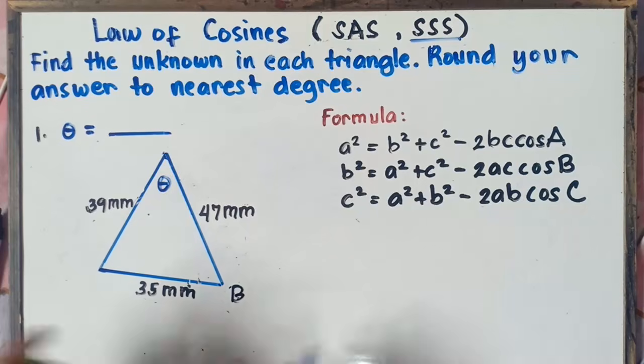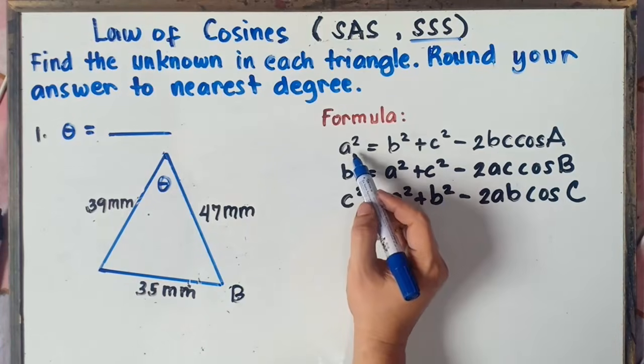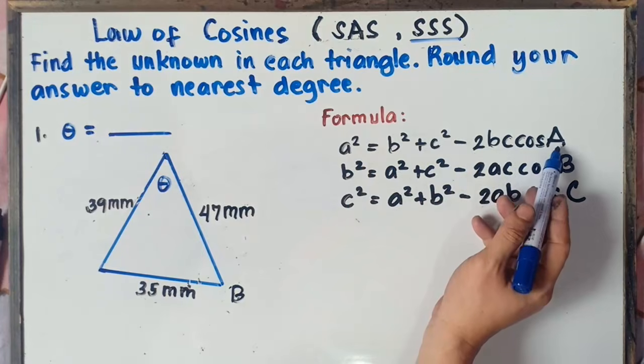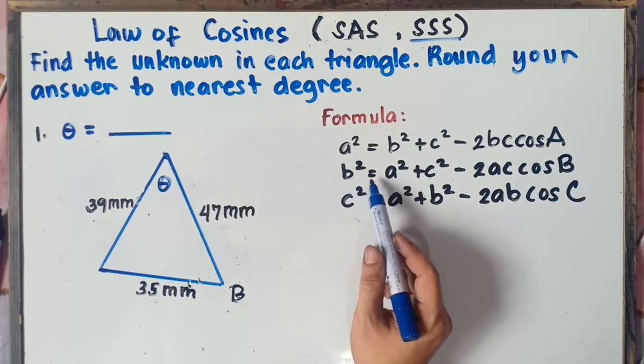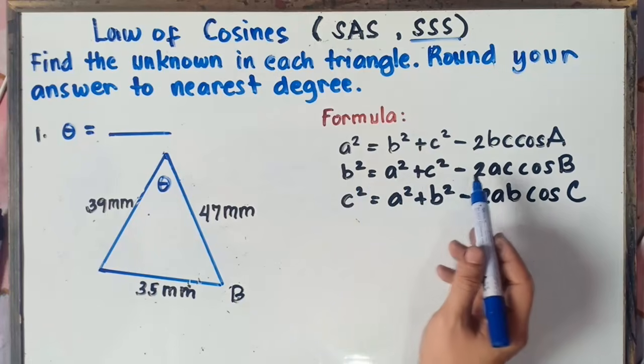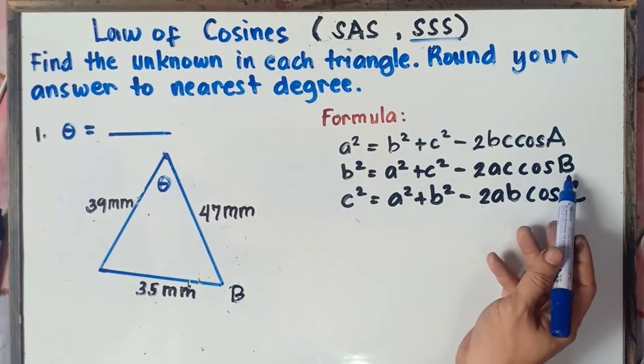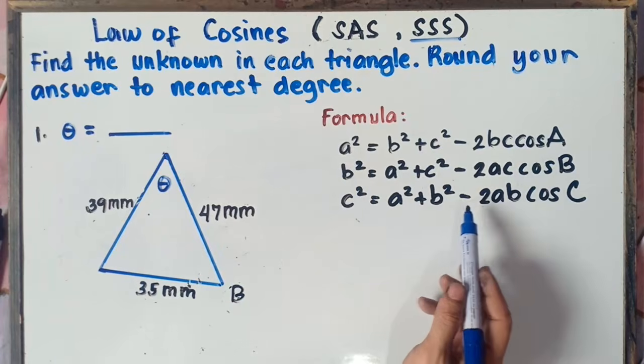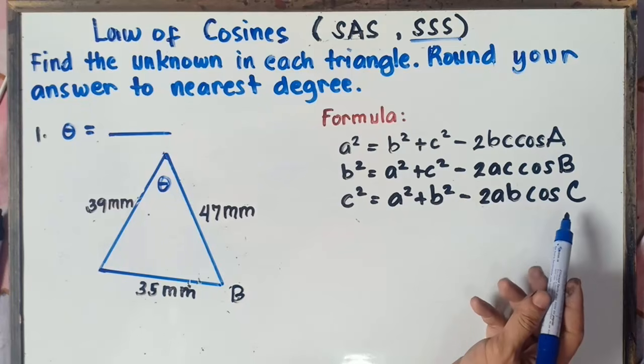Alright, so this will be the formula for the law of cosines. We have a squared equals b squared plus c squared minus 2bc cosine angle A. We also have b squared equals a squared plus c squared minus 2ac cosine angle B. We also have c squared equals a squared plus b squared minus 2ab cosine angle C.